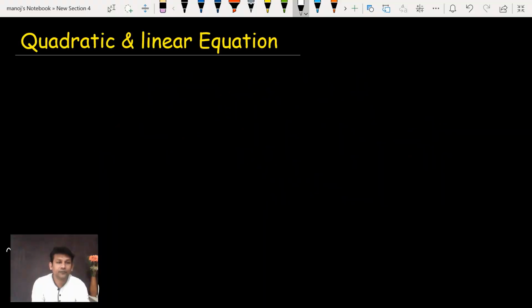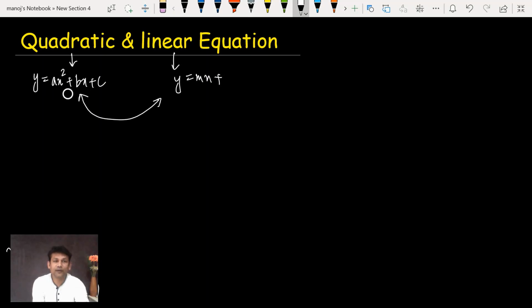Now we are doing the quadratic equations and the linear equations combinations. When we have a quadratic general equation, y is equal to ax squared plus bx plus c, and the linear equation is y is equal to mx plus c. When we compare, we substitute the value of y in terms of x, we write an equation, then we apply the discriminant.